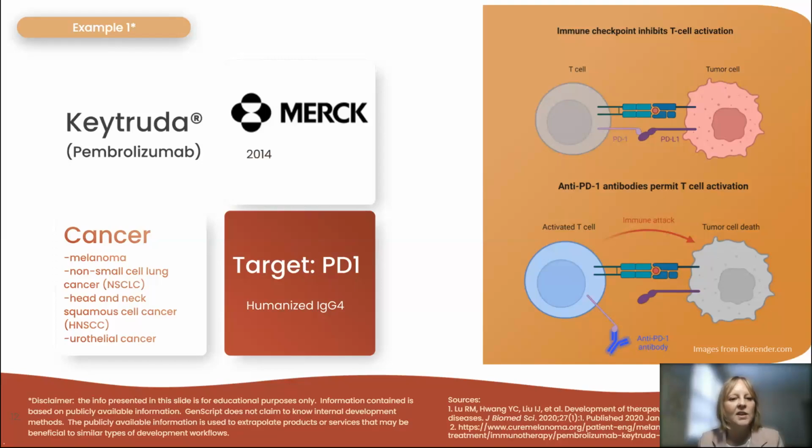Keytruda comes in and it blocks PD-1 on the T cell from binding that PD-L1 on the tumor cells that you can see in the picture on the bottom right. The T cells are now activated and the proper pathway can proceed to kill melanoma cells.